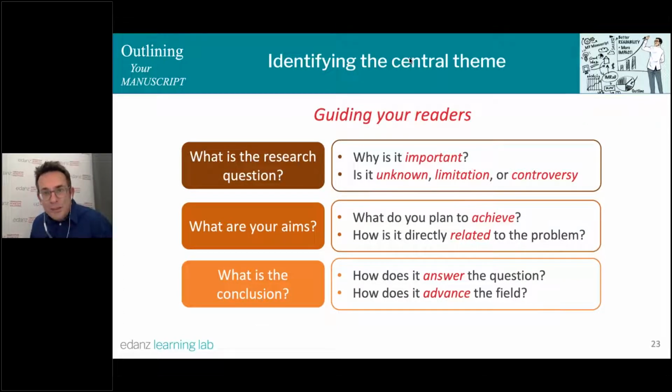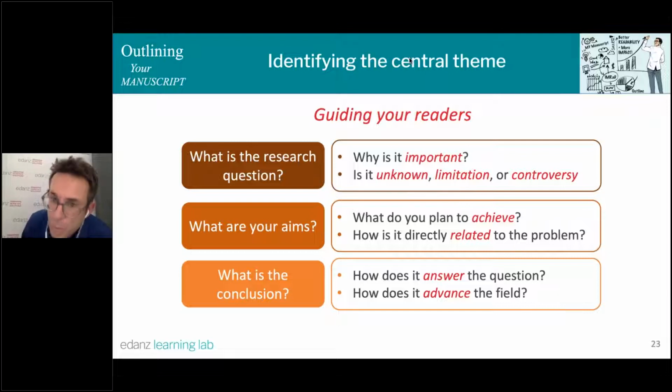You can build them into your own research, into your own subject area, identifying your central theme. What's your research question? What are your aims? And what is your conclusion? We recommend that you answer these questions from your own research before starting to outline your paper.